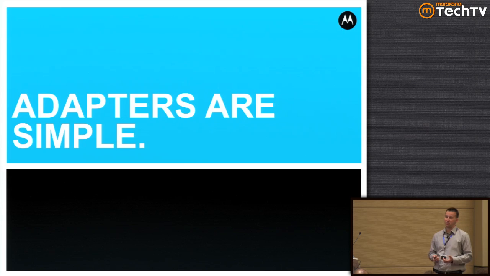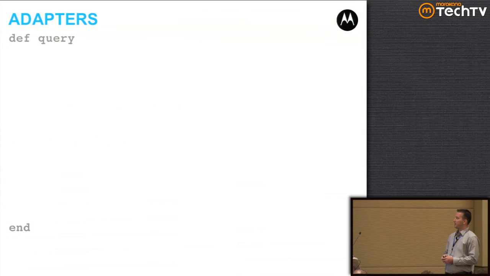So adapters are pretty simple. You saw in the demo yesterday, it's usually not a lot of code. The power and expressiveness of Ruby lets you do a lot of things with very terse code, very easy to understand and read. So here's a typical source adapter query method.